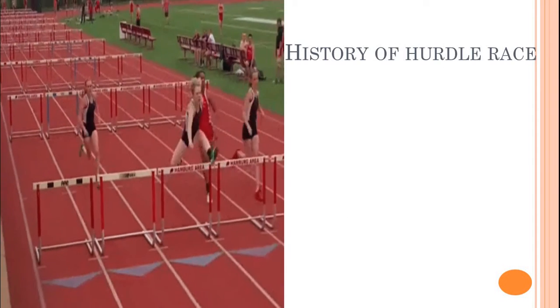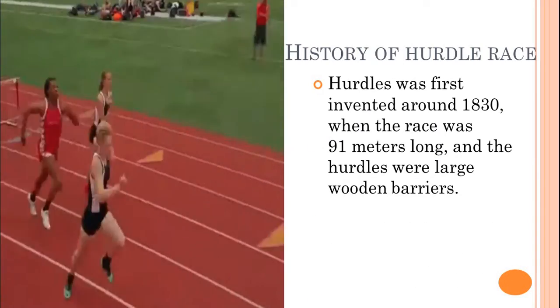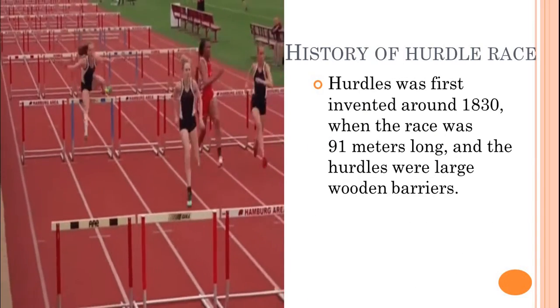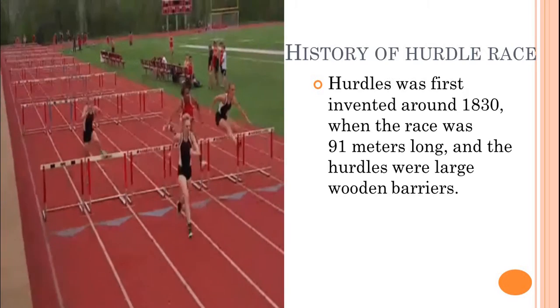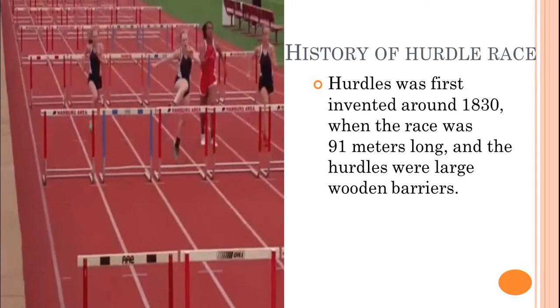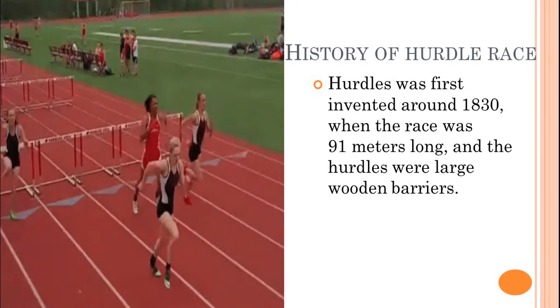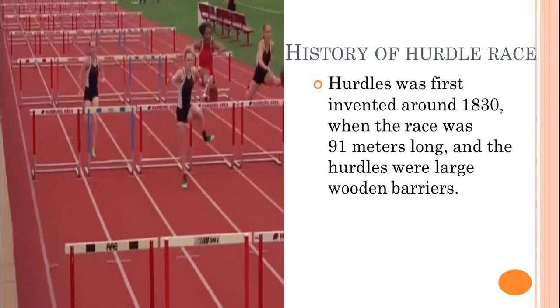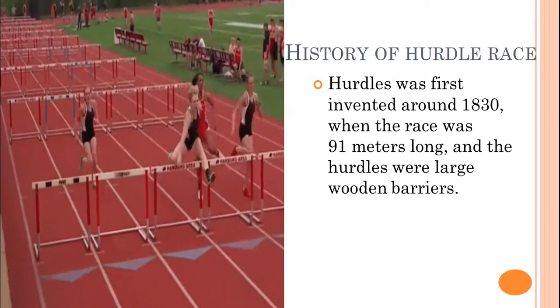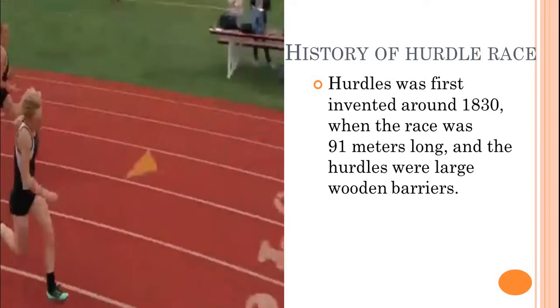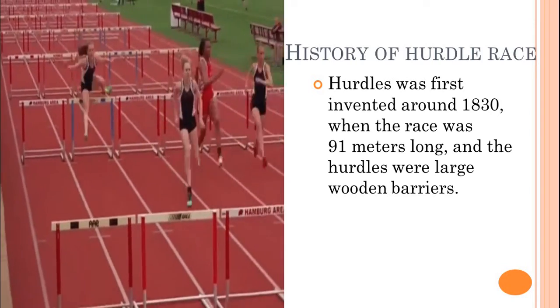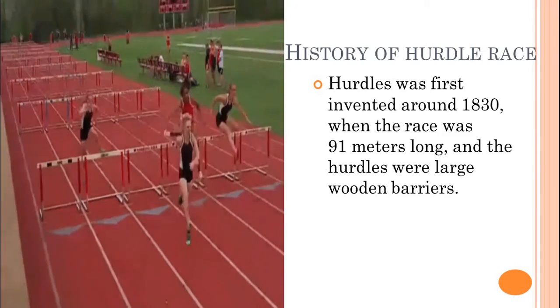History of the hurdle race. The hurdle race was first invented around 1830 when the race was 91 meters long. At that time, there was no 100 meters hurdle race. It started at 91 meters, and the hurdles were large wooden barriers.